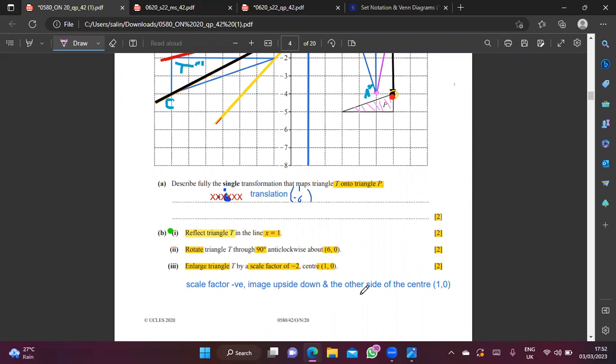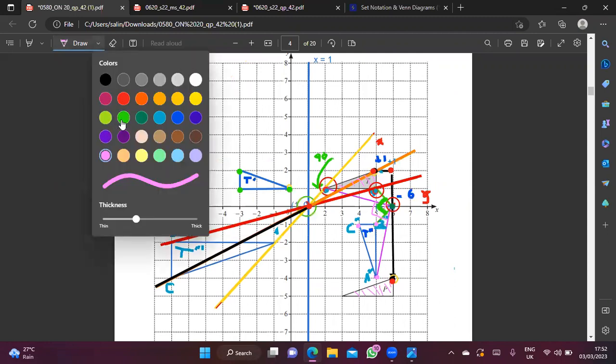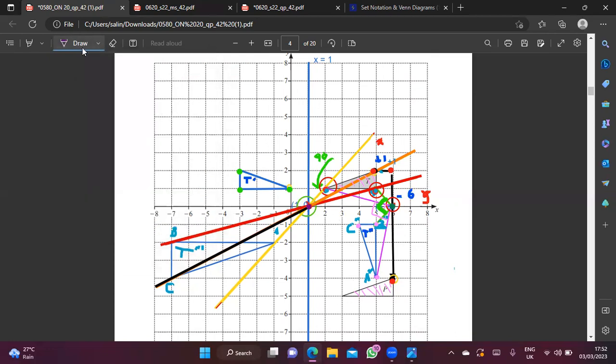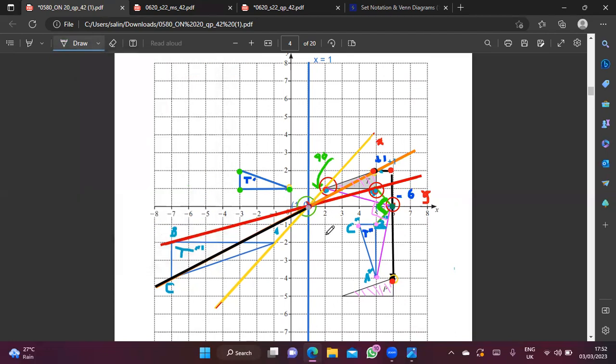So first of all, we need to label the center of enlargement, (1,0). Okay, we're gonna label that, yeah? Use this purple now. Okay, (1,0) is here. Let's see, use this color. There you go. There is (1,0). Okay. Now where is your T? Your T is here. So what do you need to do? You do need to use a ruler. This is so easy, yeah? Use a ruler.